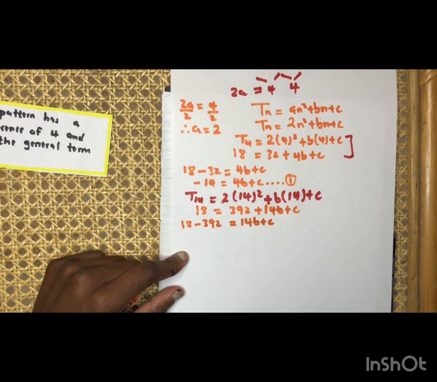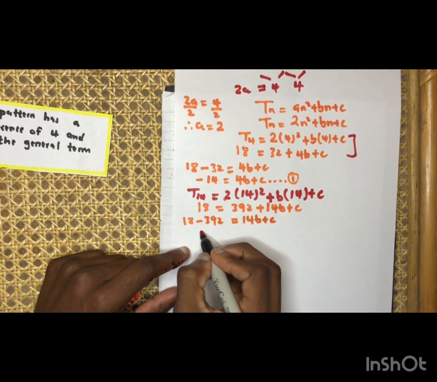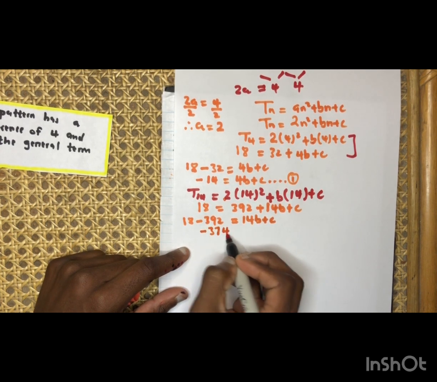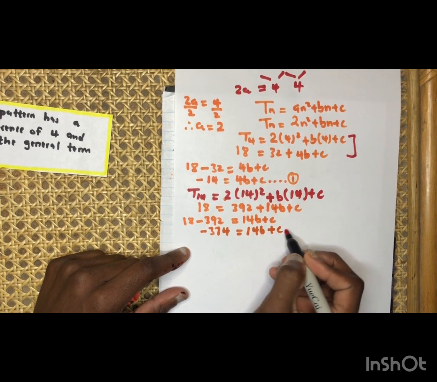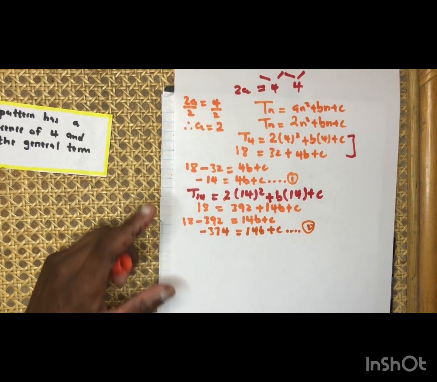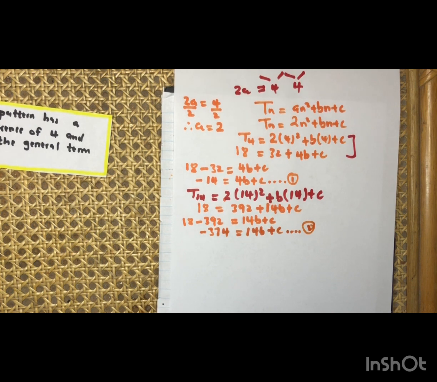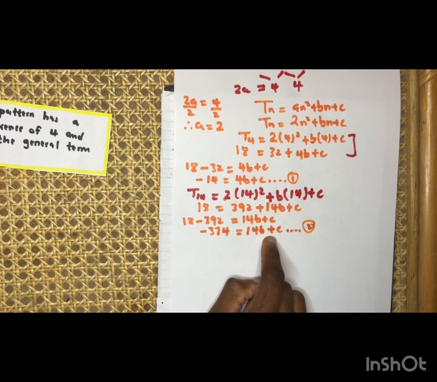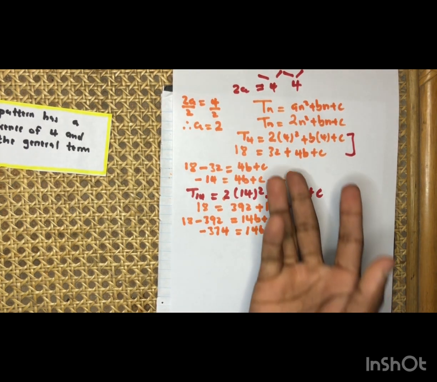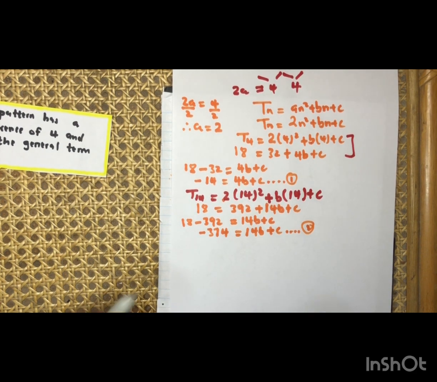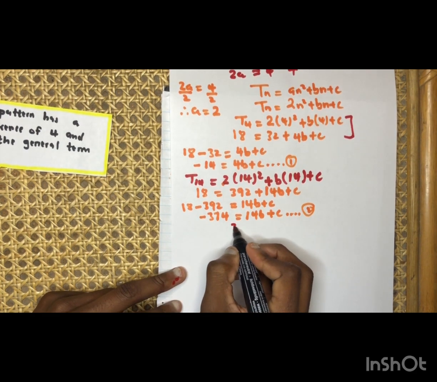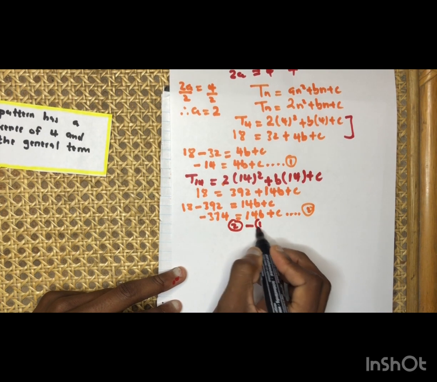So guys, 18 minus 392, we get negative 374 equals 14b plus c. So that's equation 2. Remember guys, the elimination method here can work, or you can apply equation 3 if you want and make c the subject of the formula. Then you go and substitute in equation 1 or equation 2. So here guys, what I'm going to do, I'm going to tell the marker that equation 2 minus equation 1.